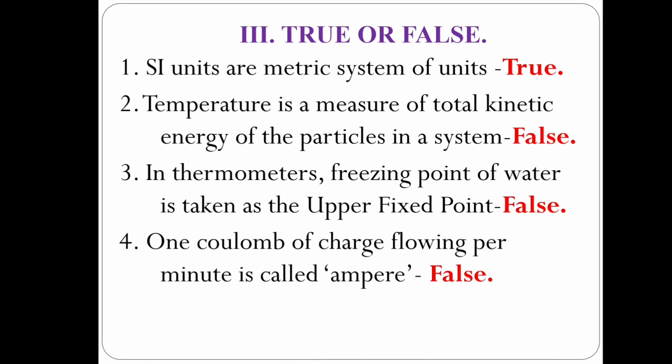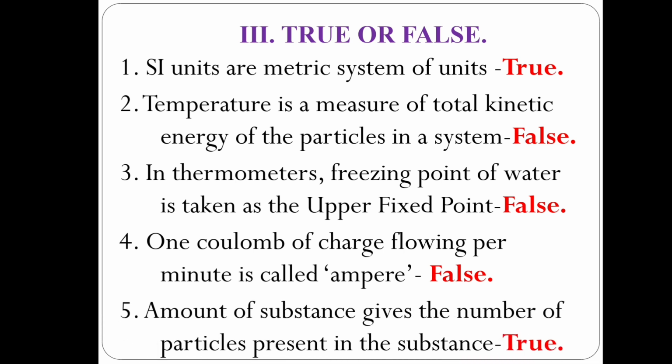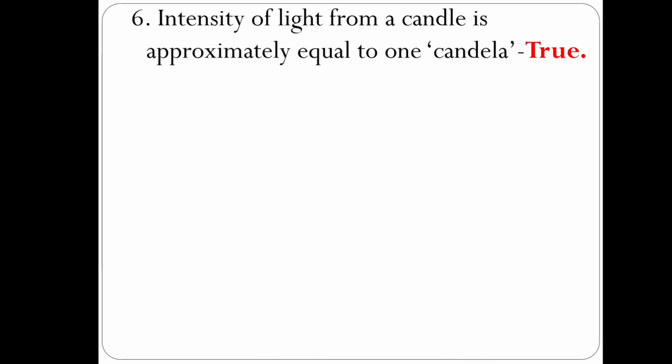1 coulomb of charge flowing per minute is called ampere. The answer is false. Why? Because 1 coulomb of charge flowing per second is called as ampere. Amount of substance gives the number of particles present in the substance. It is true because amount of substance is directly proportional to the number of particles. Intensity of light from a candle is approximately equal to 1 candela.